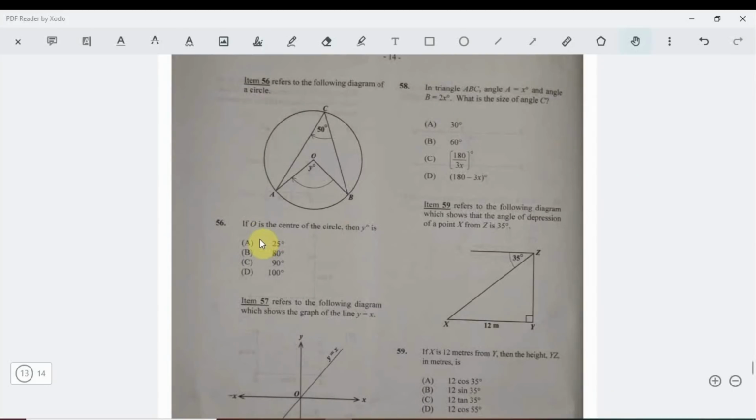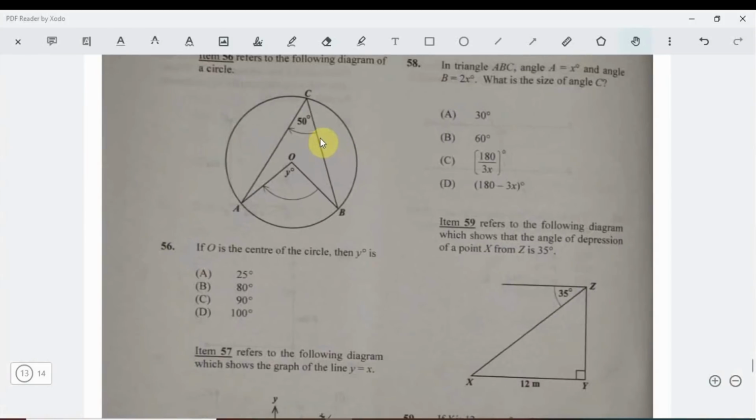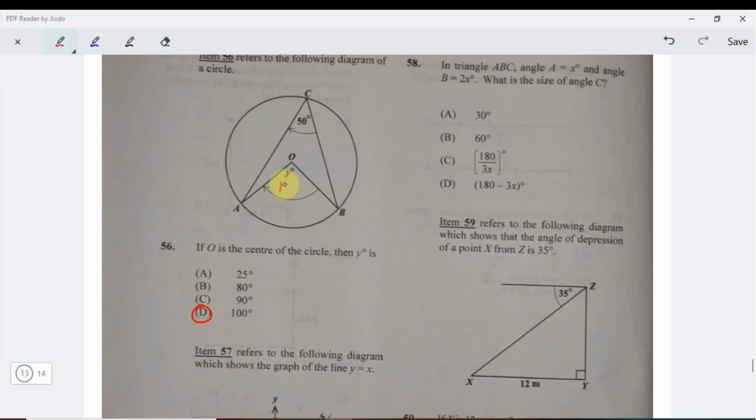All right, question 56. It says, if O is the center of the circle, then Y is... Now remember, angle at the center is twice the size of the angle at the circumference. So if the angle at the circumference is 50, then the angle at the center is going to be 2 times 50, which is 100 degrees. So Y is 100 degrees. Easy stuff. Nice.